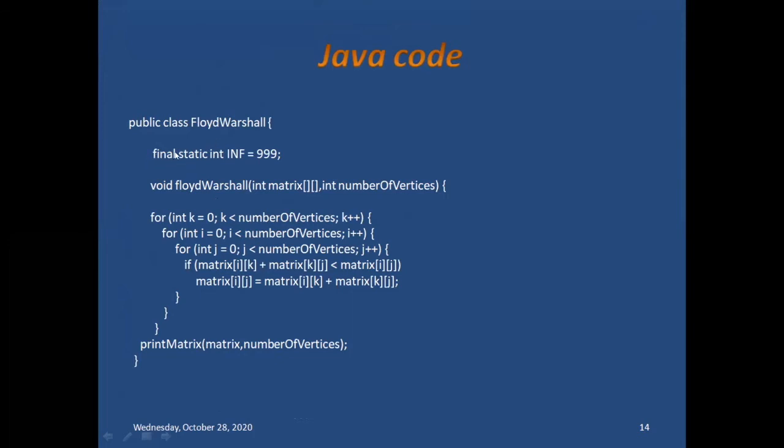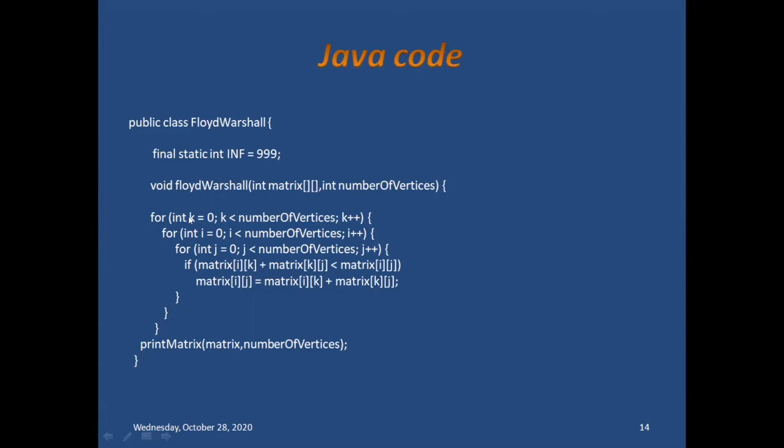Here we declare a final variable, and that name is infinity, and set it to 999. And we define a method that we call main method, and it receives matrix and number of vertices.